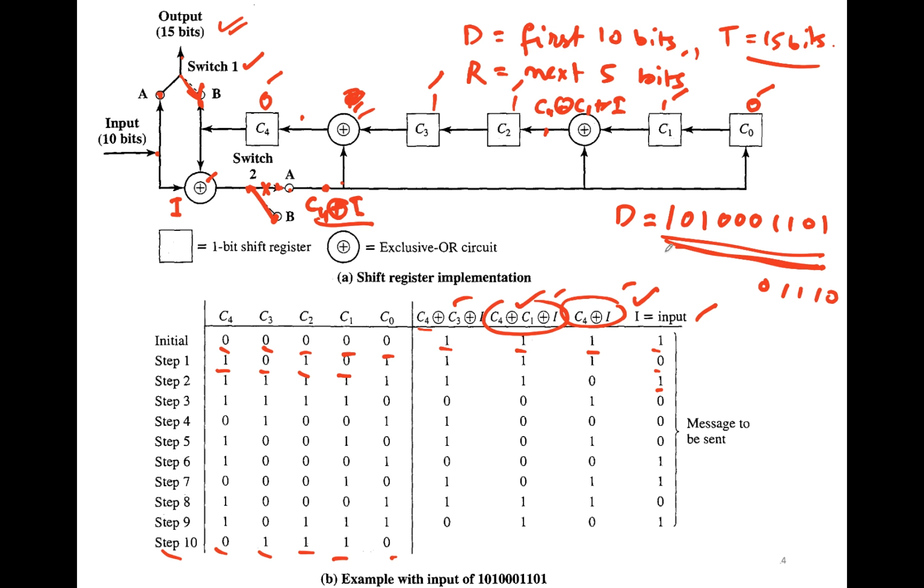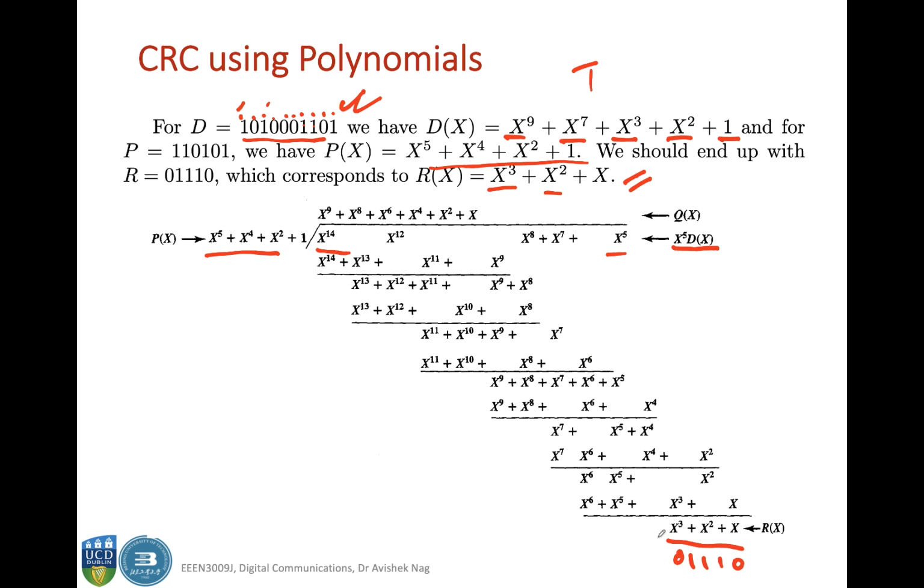So now if you append this and this, the total message is this entire 15 bits: 1 0 1 0 0 0 1 1 0 1 and then 0 1 1 1 0. So this part comes as the last 5 bits, and this actually is the remainder, or the frame check sequence, that you had here.